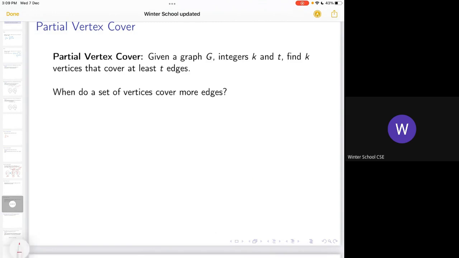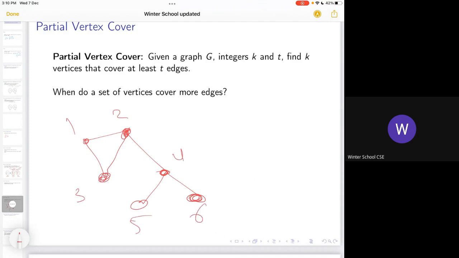Let me make my question more clear. Consider some graph. Can you tell me what the vertex cover here is? I can see that 1, 2, and 4 is a vertex cover, right? Which are covering, say, 1, 2, 3, 4, 5, 6 edges, right? This is also a vertex cover, 1, 3, 4. Both of them are vertex covers.